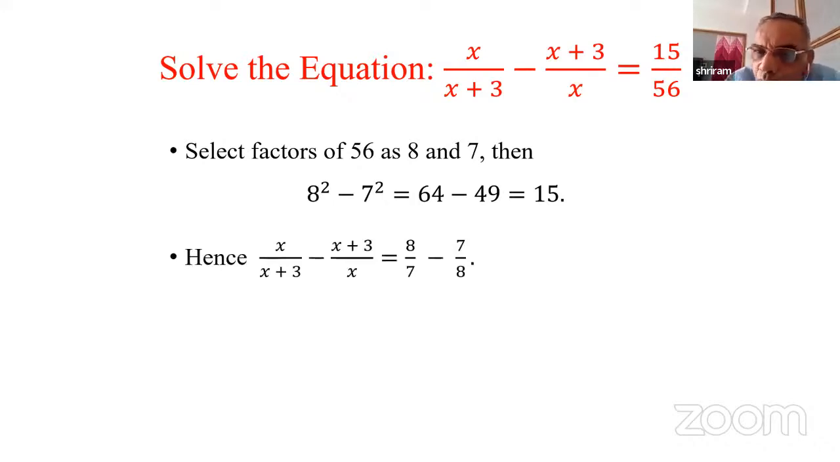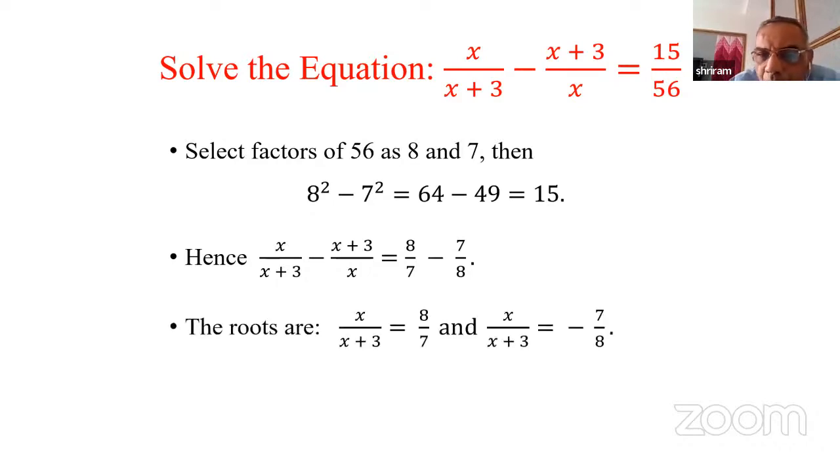So we have a situation now: x upon x plus 3 minus x plus 3 upon x is equal to 8 upon 7 minus 7 upon 8. 8 square minus 7 square divided by 8 into 7 gives me 8 upon 7 minus 7 upon 8, and these are not roots but the values. x upon x plus 3 equal to 8 upon 7 and x upon x plus 3 is equal to minus 7 upon 8.